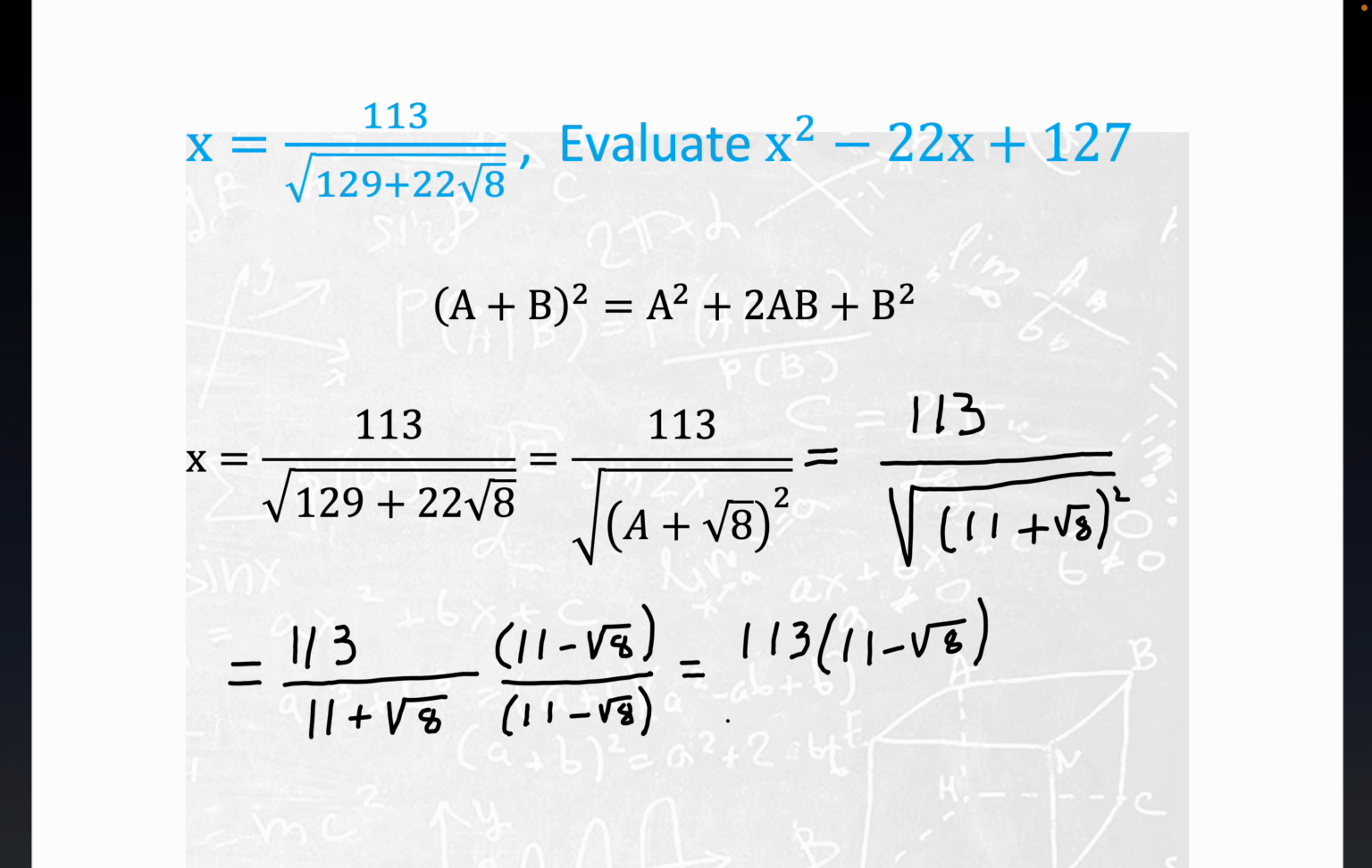Now, what we get right here, y'all, is the classic difference of two squares formula. 11 squared is 121. The square root of 8 squared is 8, so you get 121 minus 8. But guess what? That's 113. And again, folks, that is the difference of two squares. (a + b)(a - b) gives you a squared minus b squared. But a squared is 121, b squared is 8. 121 minus 8 is the 113 that you see right here.